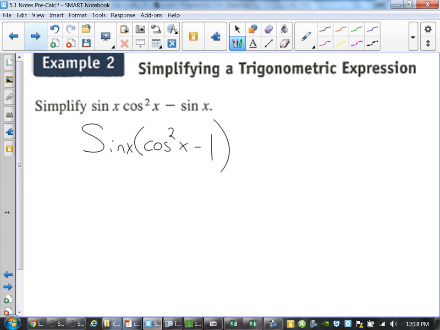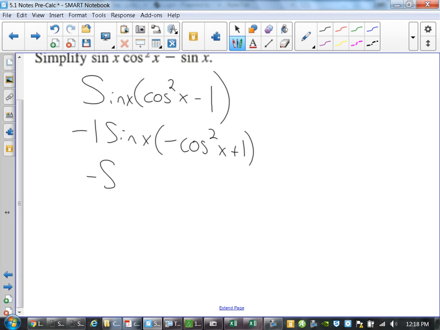A negative. Negative, yeah. If I take out a negative 1, I get negative cosine squared plus 1. And then I can rewrite it. We okay with that? So we get negative sine of x times 1 minus cosine squared.